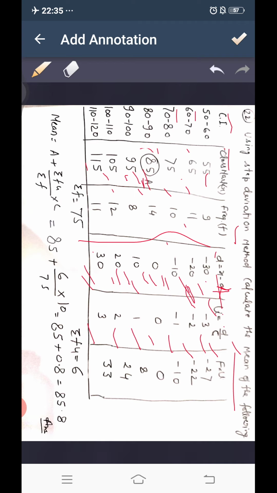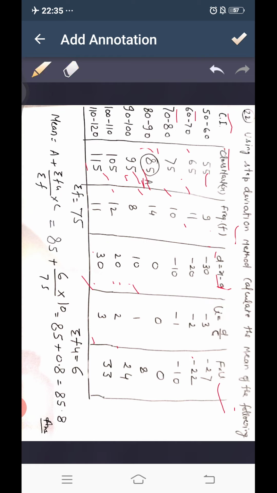Now we have to find F into U. So let us see, 9 into minus 3, that is minus 27. 11 into minus 2, minus 22. 10 into minus 1, minus 10. 14 into 0, that is 0. 8 into 1, 8. 12 into 2, 24. And 11 into 3, 33. So now we have to add. So we do sigma f. We add all the frequencies. So we get sigma f equal to 75.